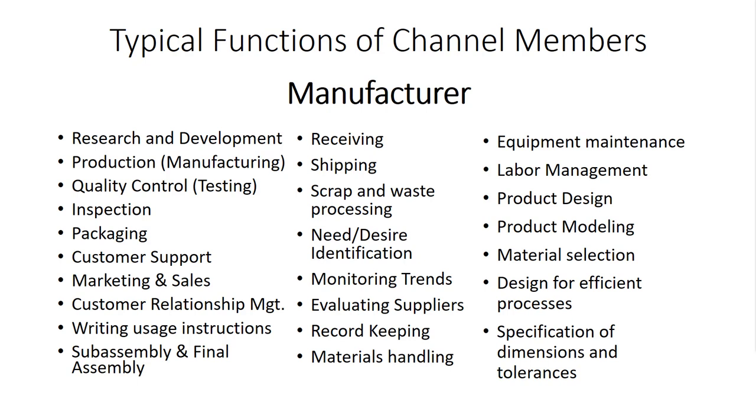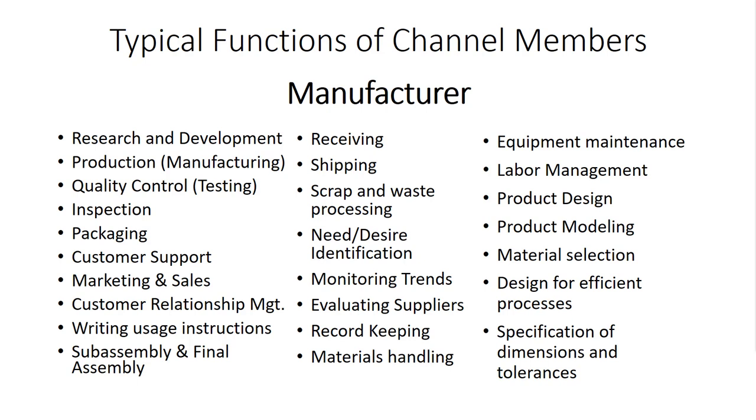This goes back to the buying decision process that you learned very early in the program. The idea here is that the manufacturer, because they're manufacturing products, needs to understand the needs and desires of those end users so that they can create products that they feel will be the best product for that end user to purchase. Monitoring trends, evaluating suppliers. Let's move on to labor management. The manufacturer has to take care of all of that labor that's there, or again, they may outsource that to someone else to take care of for them.